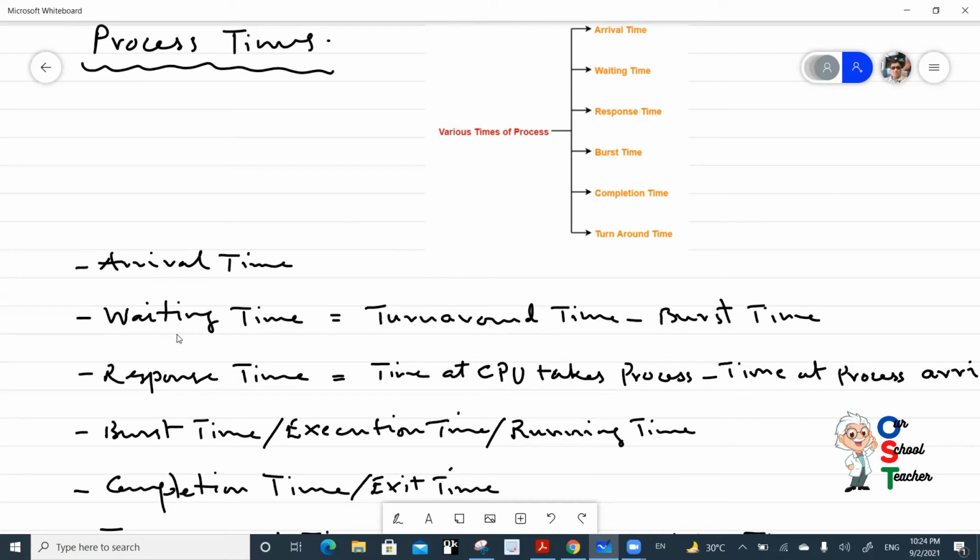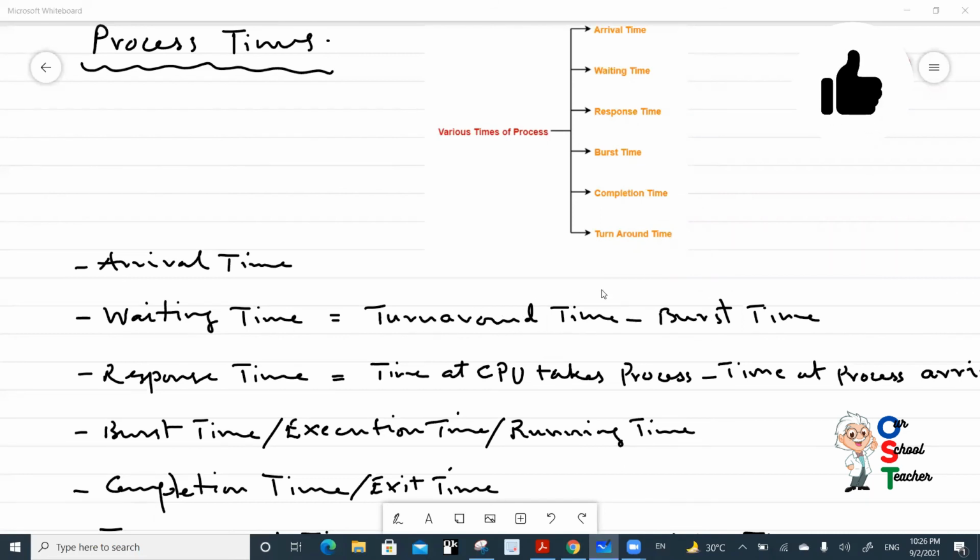So waiting time can be evaluated by using a formula: turnaround time minus burst time. Burst time, I have already told you, means the total CPU time taken by any process. Quite possibly a process is completing its task in 4 time slices. So for example, if one time slice is 2 microseconds, then burst time would be 8 microseconds. So turnaround time means how much time it has been kept in waiting also, minus burst time.